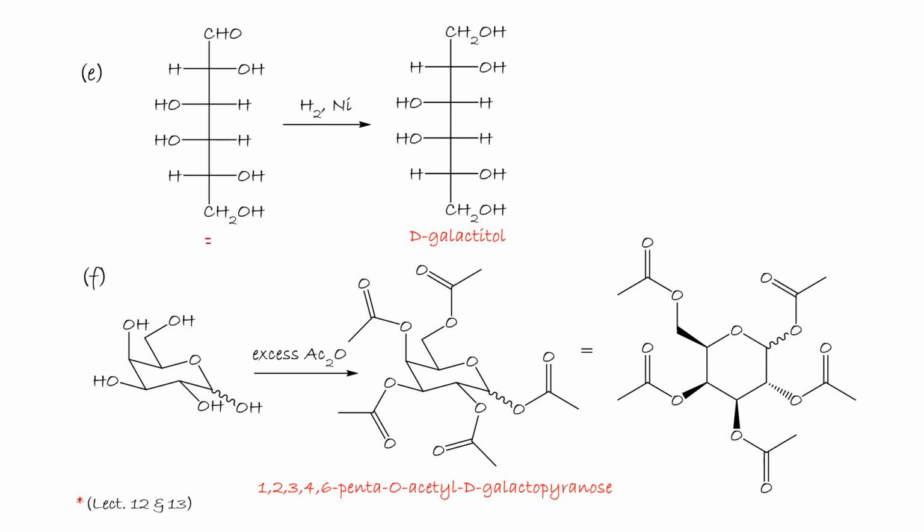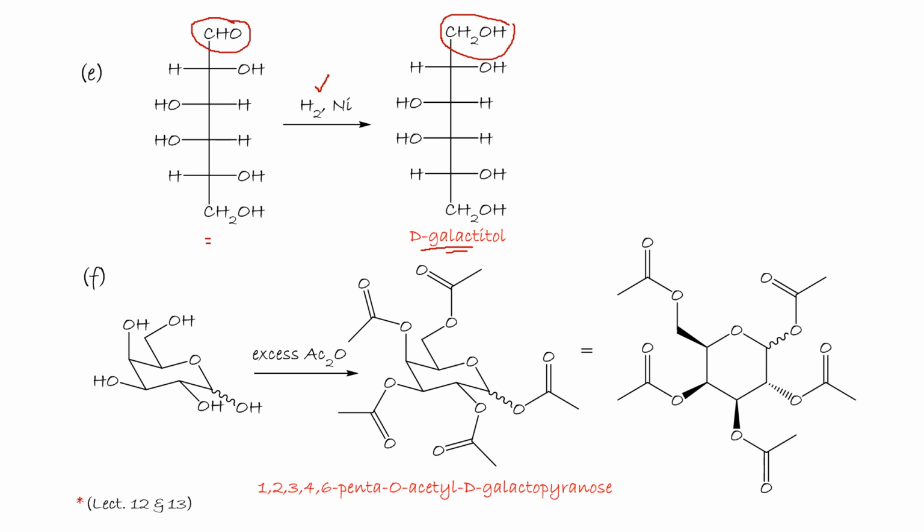D-galactose, catalytic hydrogenation using hydrogen and nickel, we will reduce the aldehyde C double bond O to OH and form a primary alcohol. That will be galactitol.